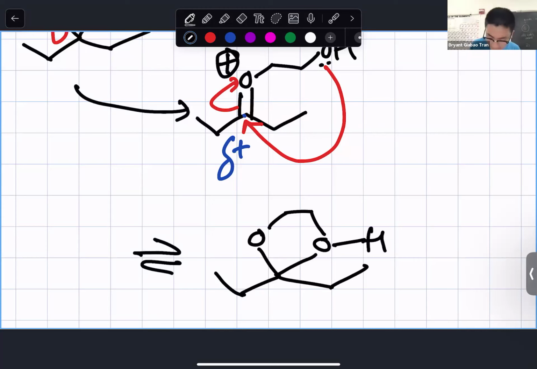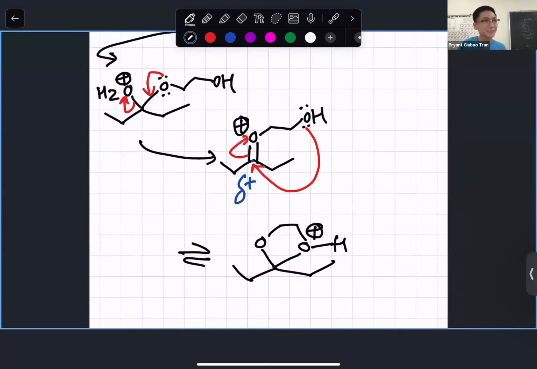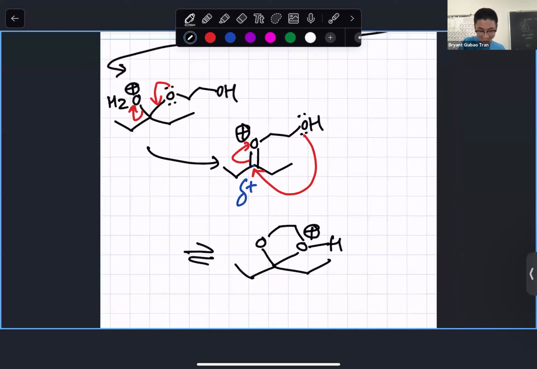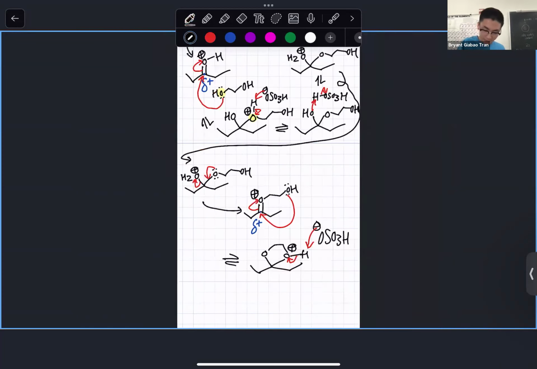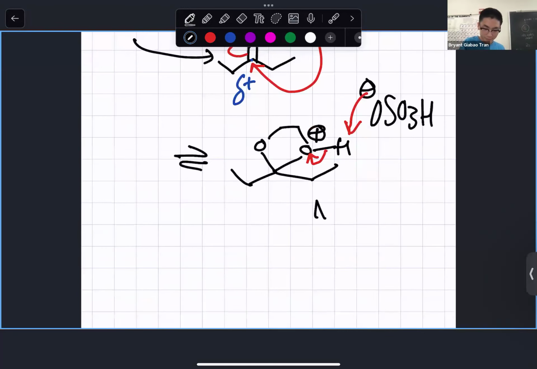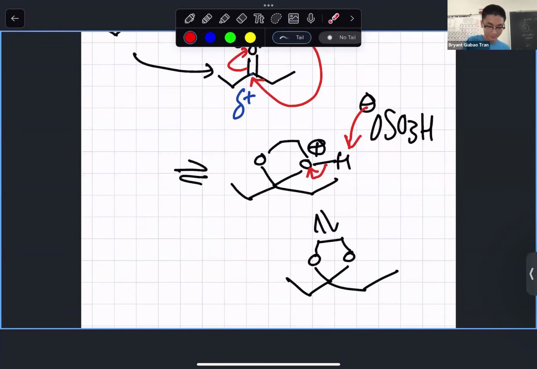Right? And there's just one last step here to get to the cyclic acetal. Neutralize by deprotonating. And then, yes, the H2SO4 acid catalyst gets reformed. So now that is a protected carbonyl, a cyclic acetal that we formed.